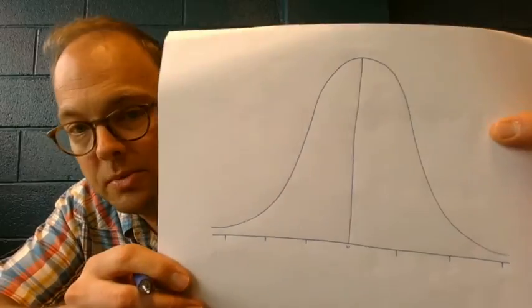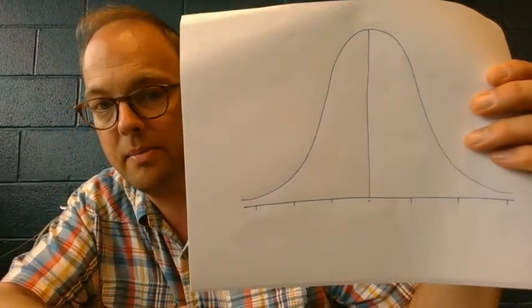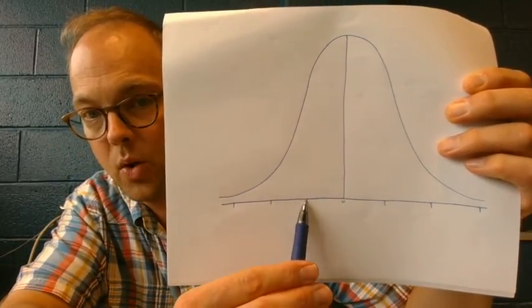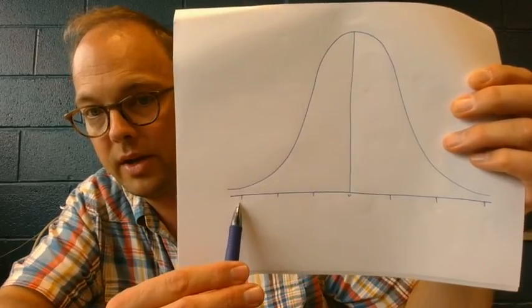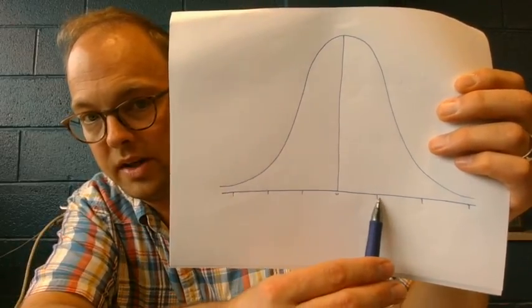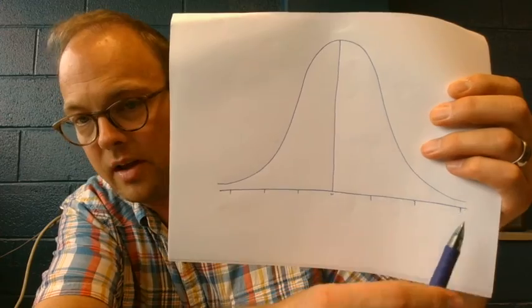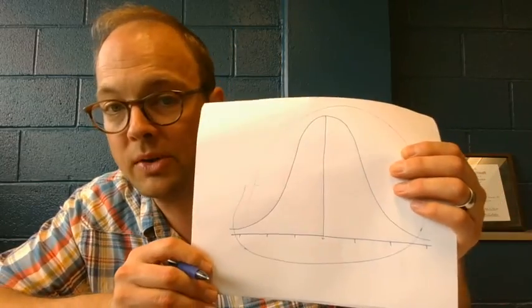Once you move 3 units outside of the middle, meaning 1 unit, 2 units, 3 units, either way around the middle, you have encompassed almost all of it, the vast, vast majority of it.